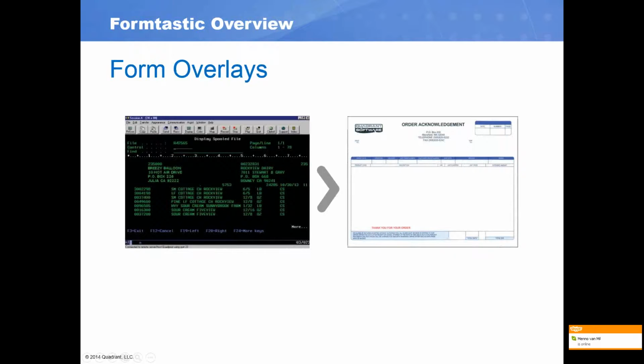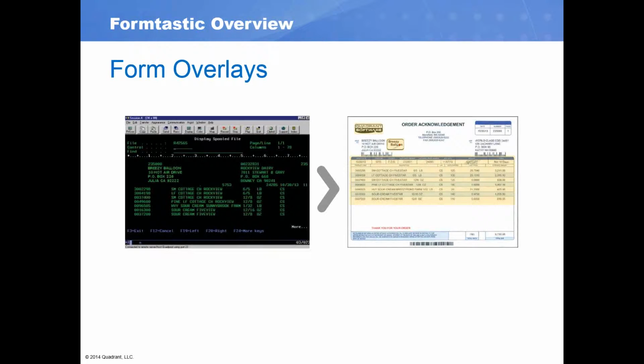Formtastic allows you to design customized, professional, and polished form overlays in a PC-based editor. These overlays automatically merge with the spool files as they are generated in IBM i. You can add graphics and branding such as company logos, customer logos, different colored fonts, tables, headings, boxes, lines, and barcodes. Object data can be set to appear based on conditional rules.